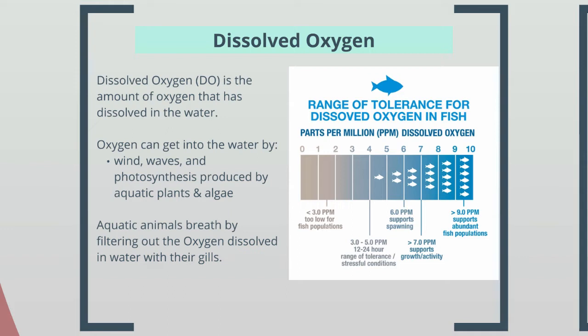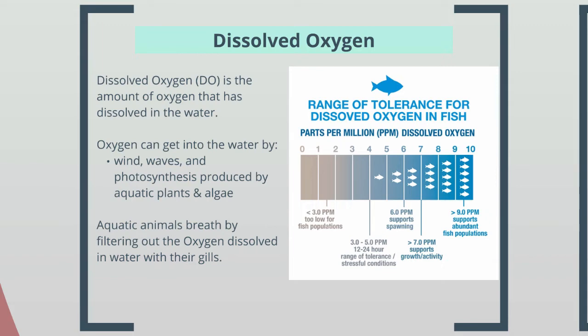Oxygen can get into the water in a number of different ways. The wind, when waves churn up the water, is putting oxygen in the water. Photosynthesis by aquatic plants or algae gives off oxygen, and that can get dissolved into the water. And aquatic animals breathe by filtering out that dissolved oxygen through their gills. The more dissolved oxygen, the more living aquatic things can live in that water. The lower the dissolved oxygen, the less things can live in it. So we want our dissolved oxygen levels to be high, so more things can survive and thrive.